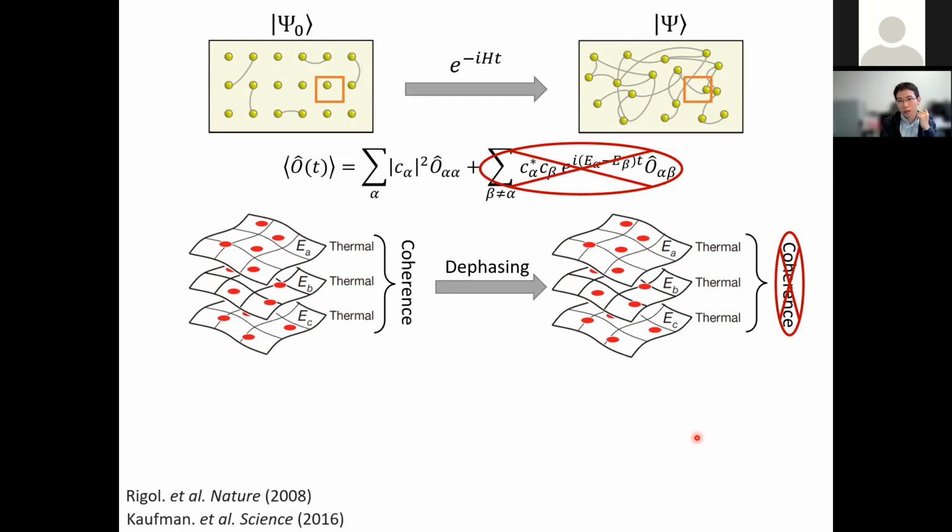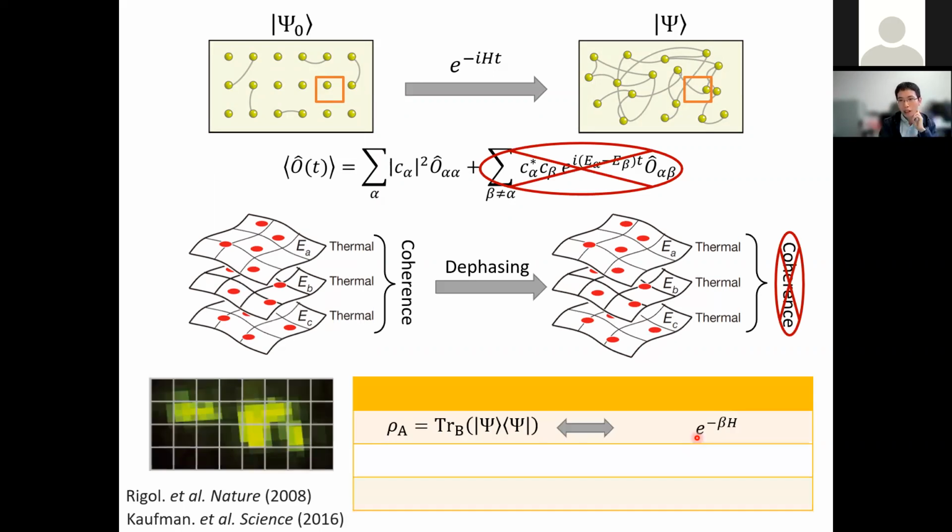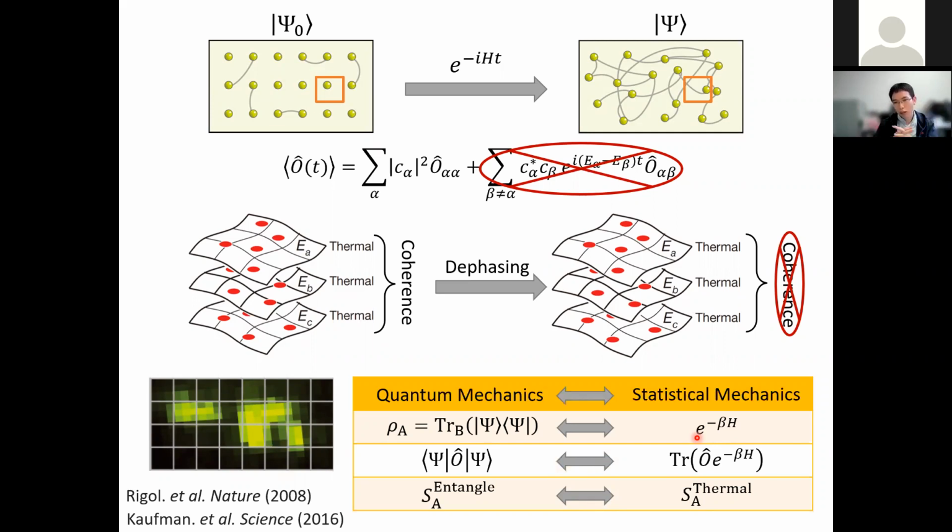And this is demonstrated beautifully in a paper from the Greiner lab, where they find this thermalizing system, which establishes correspondence between the local density matrix and the thermal density matrix, with the quantum expectation value of a system being equivalent to the thermal ensemble expectation value. And also the quantum entanglement entropy corresponds to the thermal entropy. So as you can see here, the statistical mechanics description emerges out of quantum dynamics.